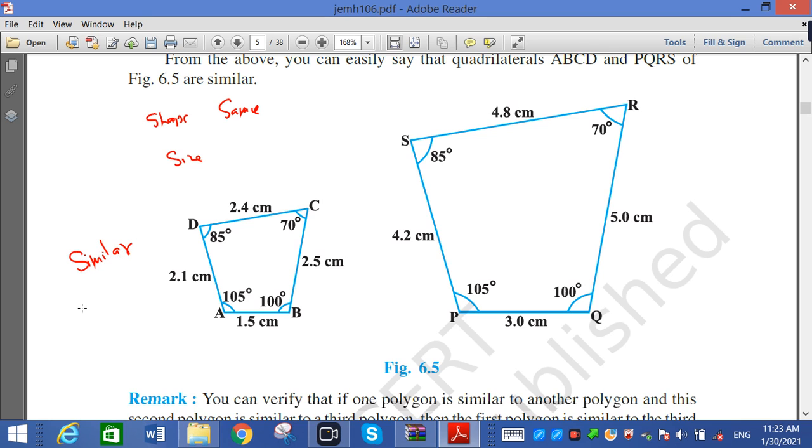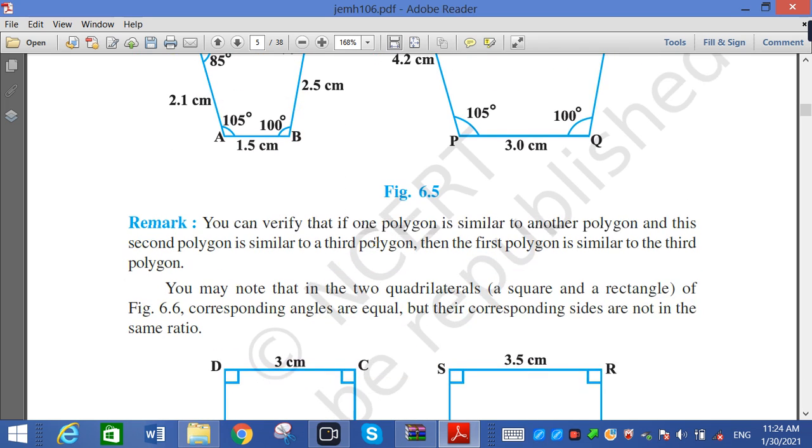For similarity, what do we have to see? Angles are equal. You can see that angles are equal, here 105. So angle A with angle P, angle B with angle Q, angle C with angle R, angle D with angle S. So angles are equal and sides are in proportional form: 1.5 into 2, 2.5 into 2, 2.4 into 2, and 2.1 into 2.